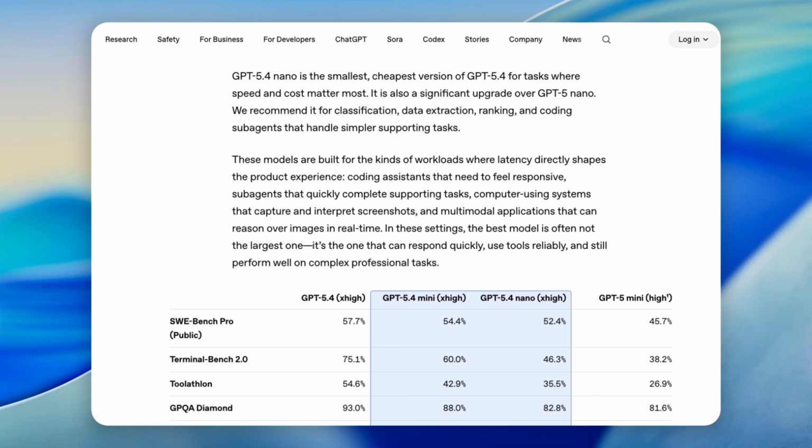Now let's talk about GPT-5.4 Nano, which is the smaller of the two. Nano is the smallest, cheapest version of GPT-5.4 for tasks where speed and cost matter most. OpenAI recommends it for classification, data extraction, ranking, and coding sub-agents that handle simpler supporting tasks. The blog is pretty direct about what Nano is and what it's not for. This is not a model you throw a complex reasoning problem at.